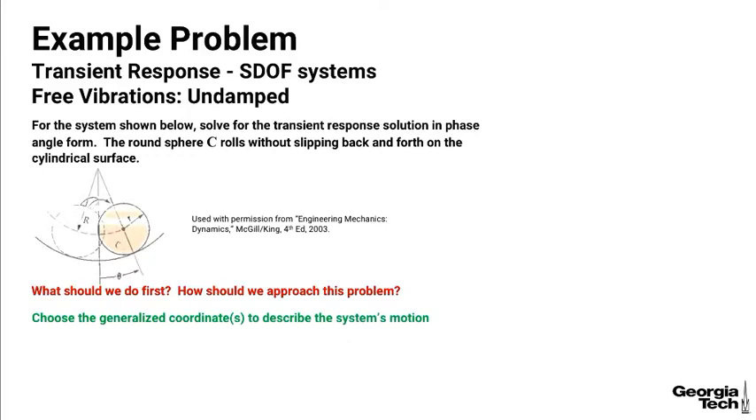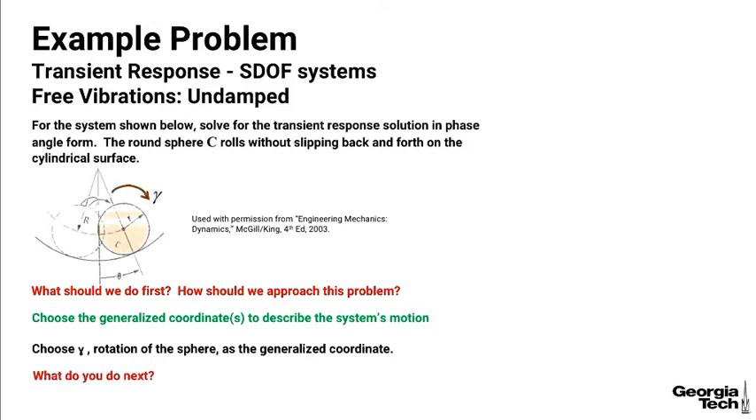So the first thing you want to do is to choose a generalized coordinate to describe the system's motion. Again, I'd like you to pause the video and think about what generalized coordinate you would like to use. So I have chosen gamma, the rotation of the sphere, as the generalized coordinate, and here it is shown on the diagram. And so my next question to you is, what do you do next? Again, pause, and once you figure that out, come on back.